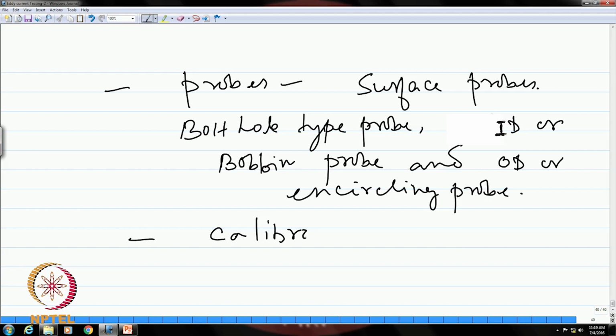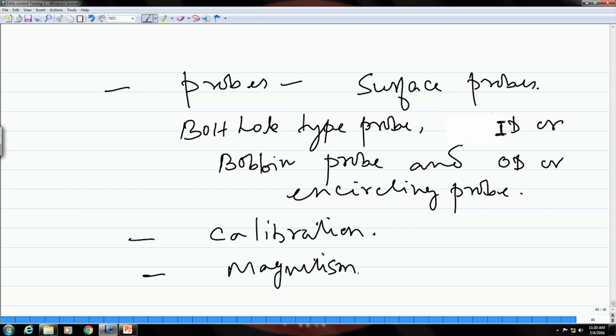calibration of the eddy current probes and the instrument, and finally, we saw the effects of some of the parameters, and magnetism is one of them, which has a very profound effect on the eddy current response. And then finally, we saw some applications of this particular technique and its advantages and disadvantages.